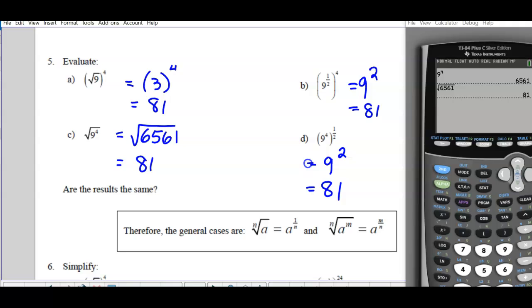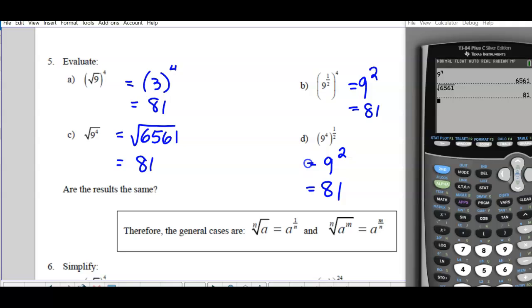All raised to the exponent 4. This is the exponent 4, all raised to the 1/2. These are the same. So it doesn't matter where that exponent is, inside or outside, because it's a power, so you're multiplying. Here, we're taking the root of 9 and then raising it to the exponent 4. It's the same as raising 9 to the exponent 4 and then taking the root.